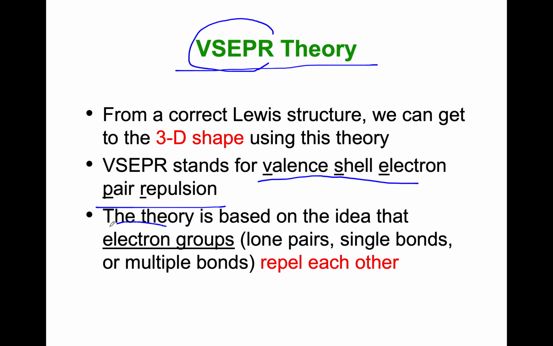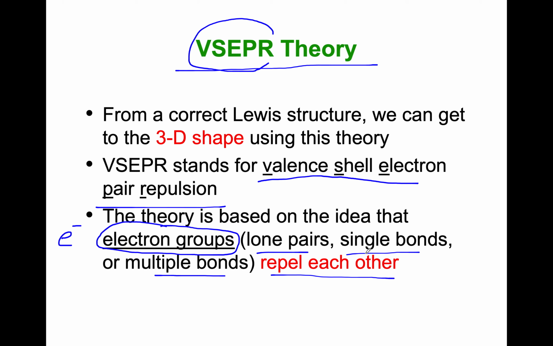So we talked all about electrons, chapter 9, so we can't forget electrons are negative. I know we're drawing single bonds, double bonds, triple bonds, lone pairs. Those are still negatively charged. They want to repel each other. They want to get as far away from each other as possible.